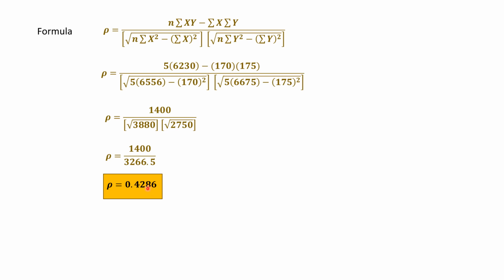Kindly note that the numerical values for correlation coefficient must always lie between -1 and +1. So our range here is -1 to 1. I'm sure you all recall that.